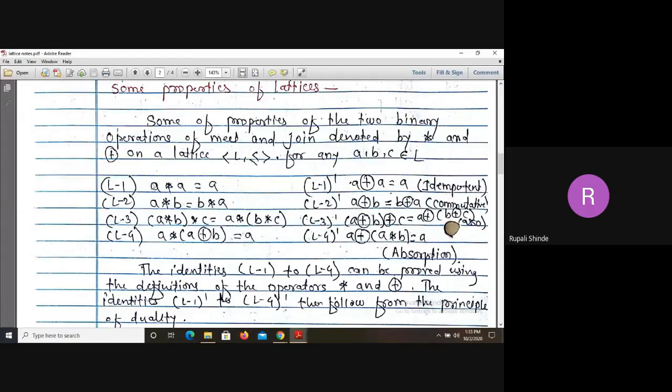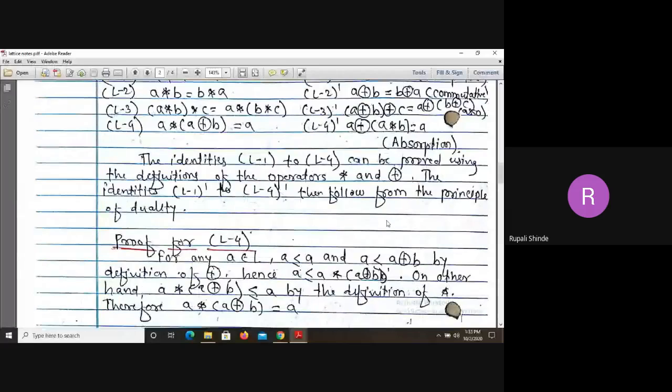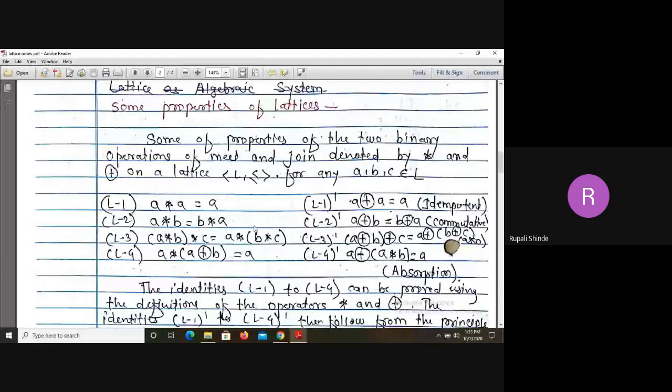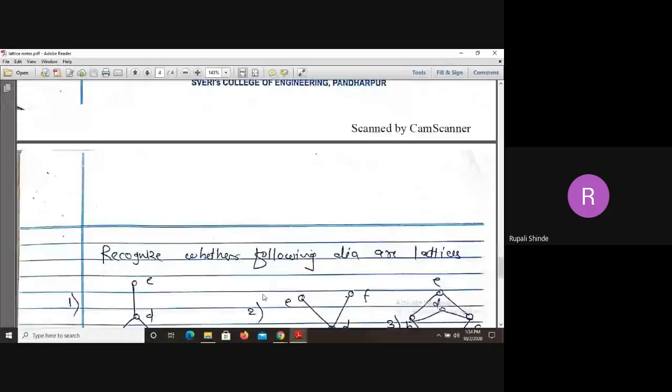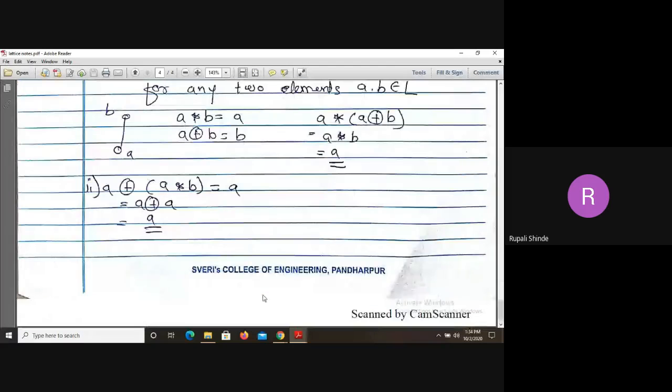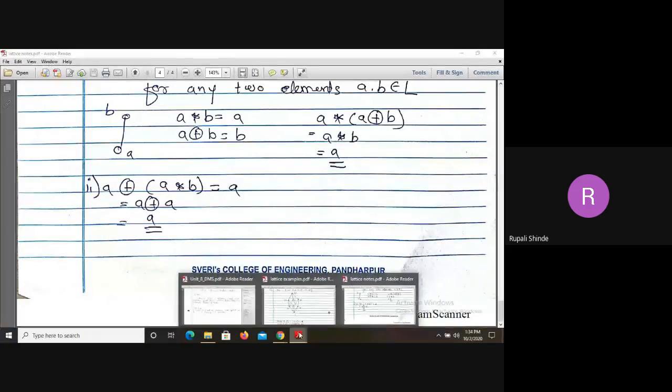If we consider any element A, then we can write the greatest lower bound as A star A is equal to A. If you consider the least upper bound, then A XOR A is equal to A. Now we have to see how this proof becomes true. Here I have written proofs, to check whether whatever we have written is correct or not.